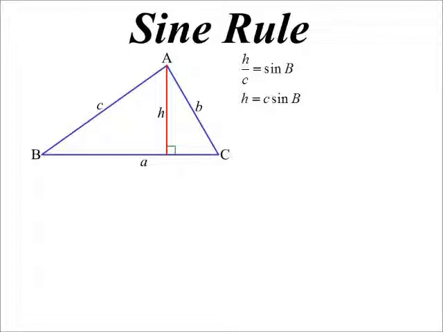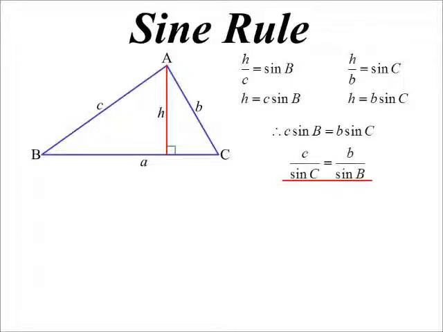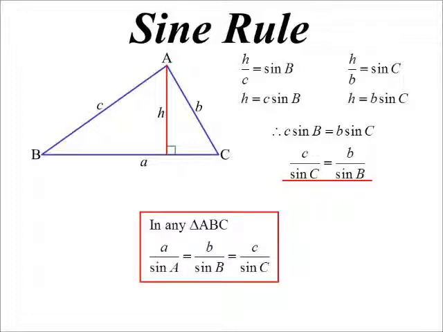But I could look at the other right angled triangle and say, well actually, the perpendicular height is b sine C. Well, it's the same perpendicular height, so therefore those two things must be equal, thus creating our sine rule. c over sine C is b over sine B. Now I get that formula because I dropped from A down to BC, but I could have just as easily gone from B to AC or C to AB. So the complete sine rule is a over sine A equals b over sine B equals c over sine C.